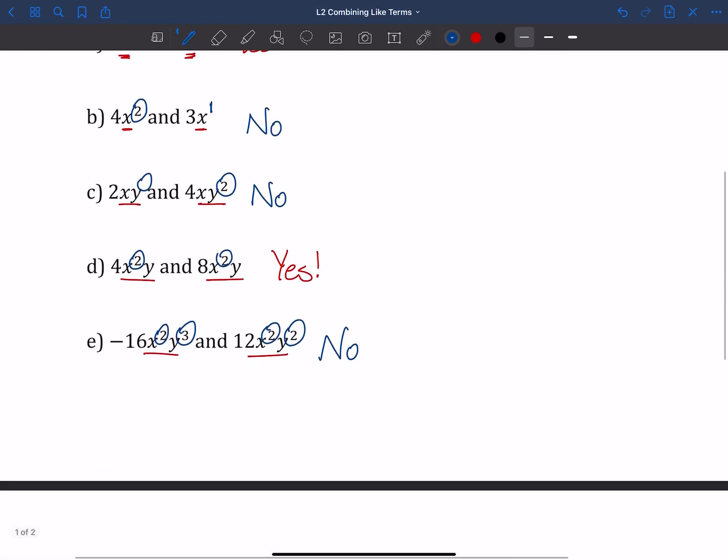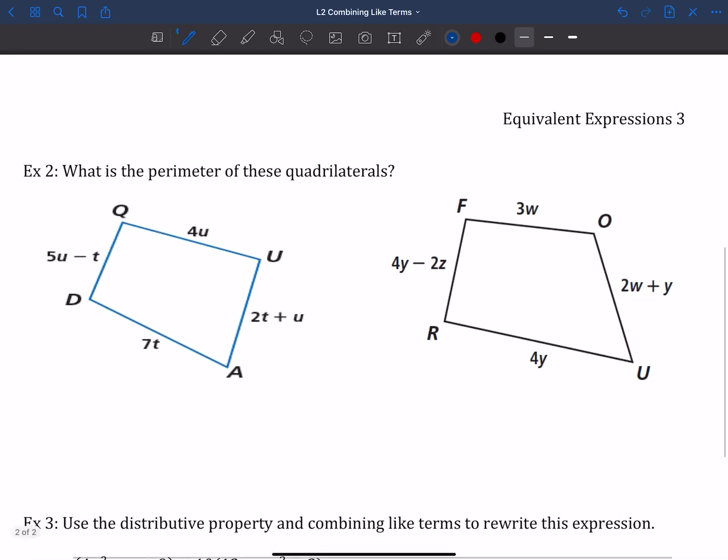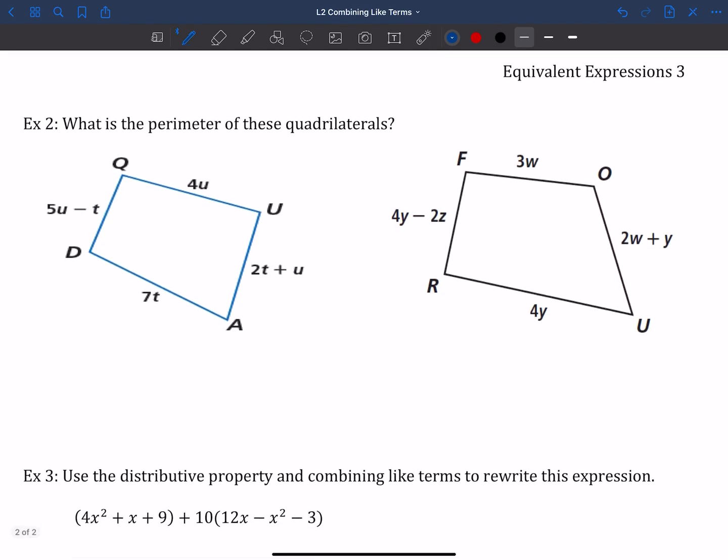Okay. One way that we can use combining like terms in geometry, especially, which you'll be getting to later this year, is talking about perimeters of shapes. Right. So sometimes you might not have measurements when you're finding the perimeter. Just as a quick refresher, to find the perimeter of a shape, all you have to do is add up all the sides.